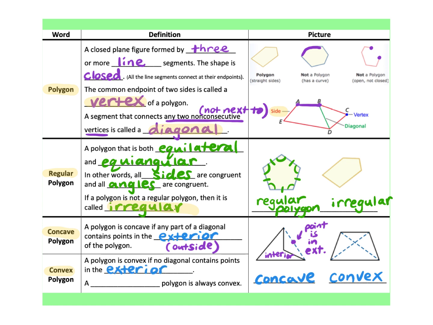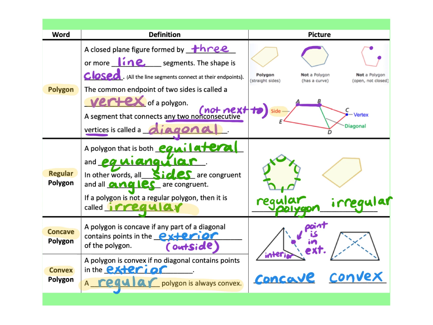A regular polygon will always be convex. So that's going to be really important for us to remember. When we're working with regular polygons, they're always convex. That means if you see a polygon that's concave, it's impossible for it to be a regular polygon. So make sure you have all of those definitions filled in your packet.